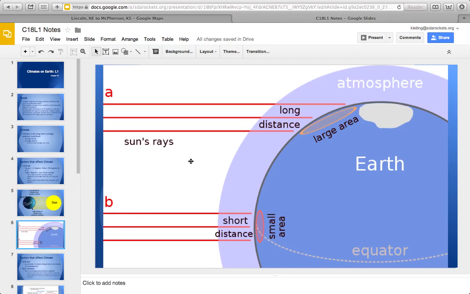Here we can also see that if we have the sun coming from over here, we have a longer distance to go through the atmosphere, which decreases the amount of energy reaching the surface. Also, we have the same amount of energy hitting a larger area. Here, we have the same amount of energy as up here, but it's hitting a smaller area. So if we have the same amount of energy hitting a smaller area, that one area is going to be hotter than this large area.